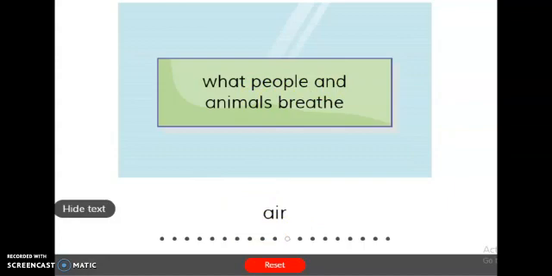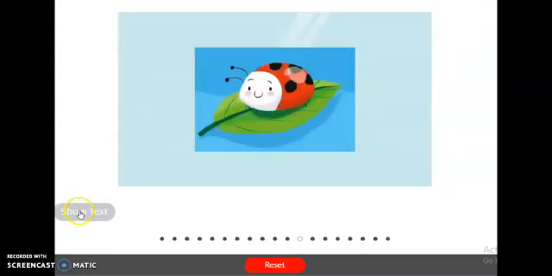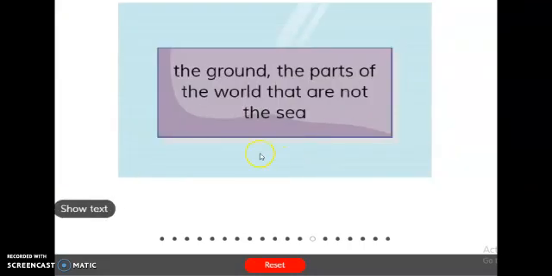وهو الهواء. The next word is ladybird. Ladybird, look at this picture. We have ladybird وهي الدعسوقة. The third one is land. Land, the ground, the part of the world that aren't the sea. وهي الأرض اليابسة.